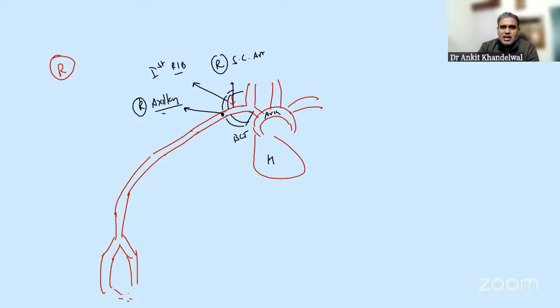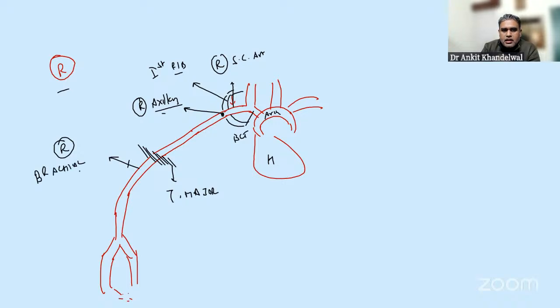It runs in the axilla. Now, if you don't know anything about the axilla, then after finishing this video, I would urge you to go to the previous videos where we have discussed the axilla in detail. This axillary artery is going to pass through the axilla, and once it passes the lower border of teres major muscle, the artery becomes, because we are dealing with the right side, the right brachial artery.